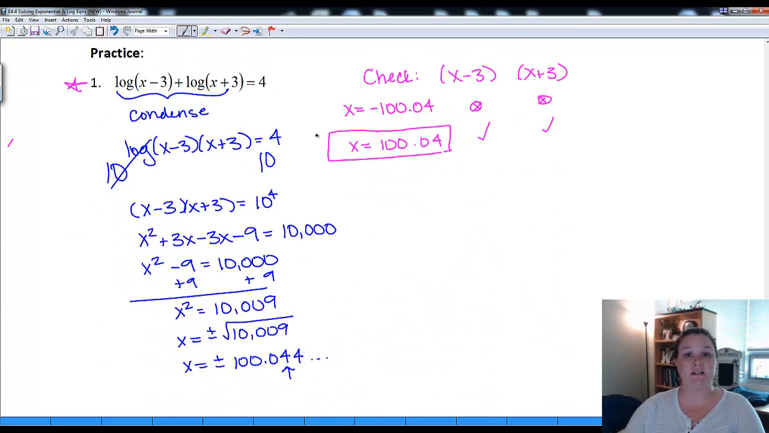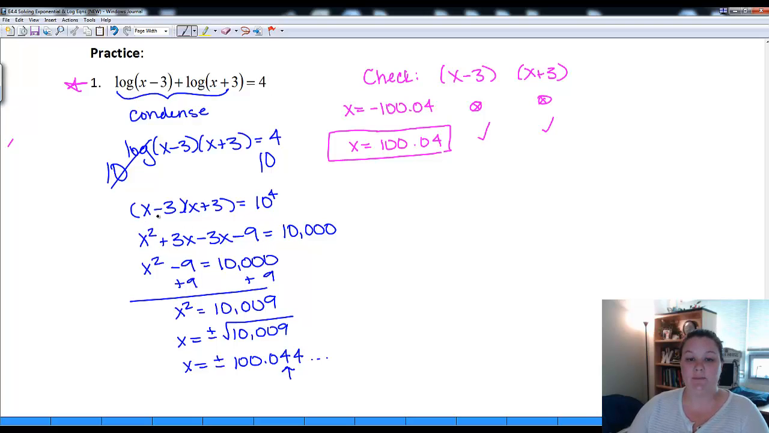All right, so for this first practice problem, we need to condense first. Because it's an addition, it condenses into multiplication. Now, once we have our multiplication, now we can get rid of our log. This is log base 10, so we use exponential base 10 to get rid of it. Make sure you're doing it on both sides. On the left, it cancels, so you're left with just x minus 3 times x plus 3. And on the right, you have 10 to the 4th, which is 10,000.